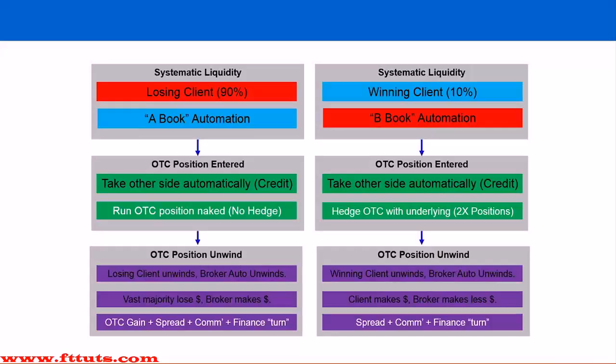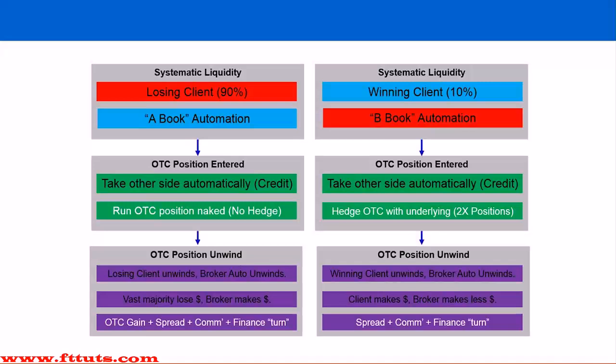Then the broker automatically unwinds, because when the losing client trades out of the position on the platform, the broker is taking the other side again, which means they're closing their equal and opposite position. And the vast majority lose dollars because they are losing clients, and the broker makes dollars. So the broker on this trade gets paid the OTC gain, the spread or commission, and the financing turn. So very profitable clients for the broker.